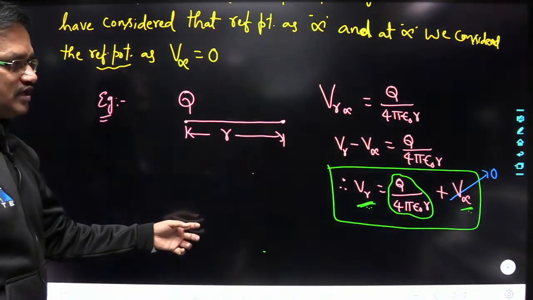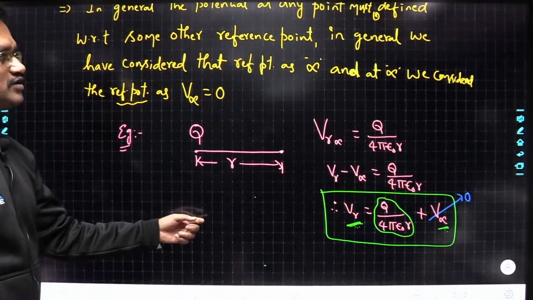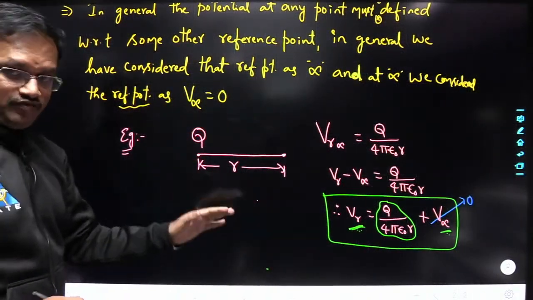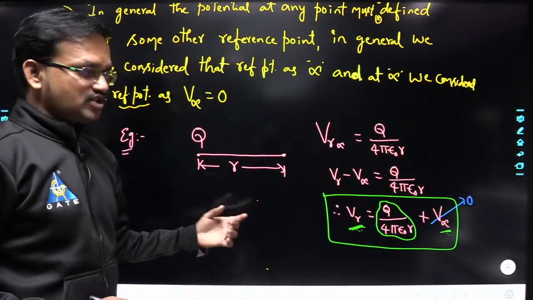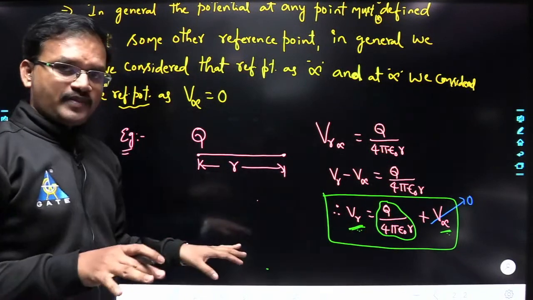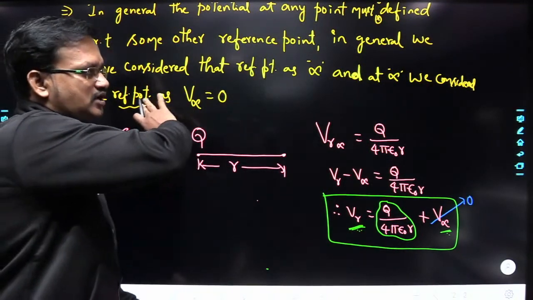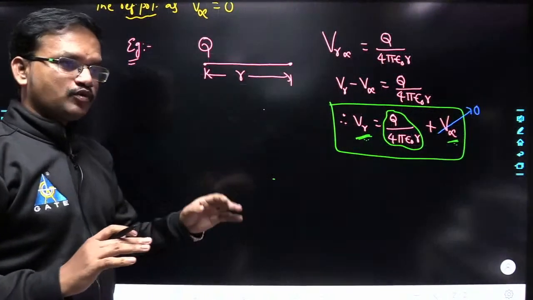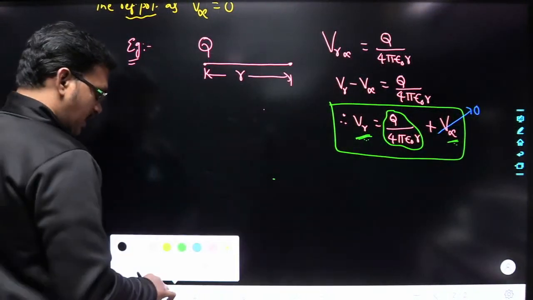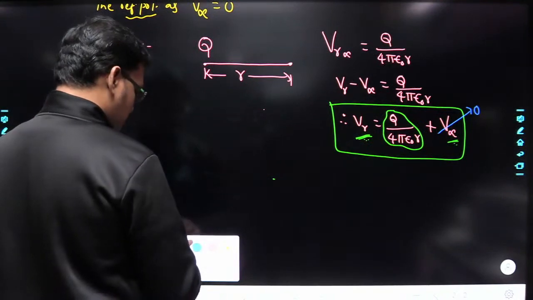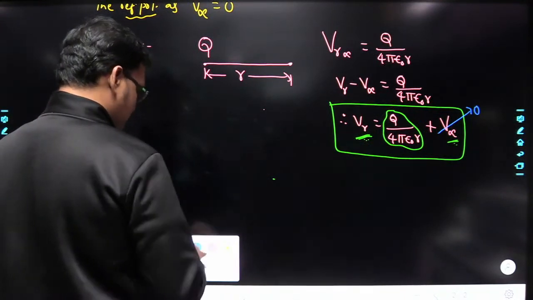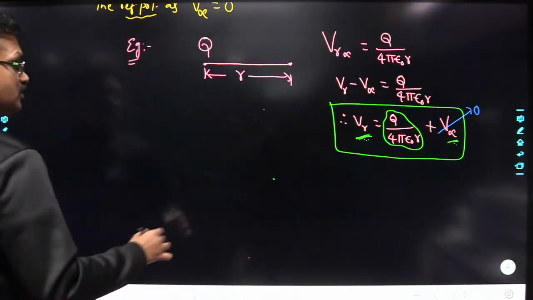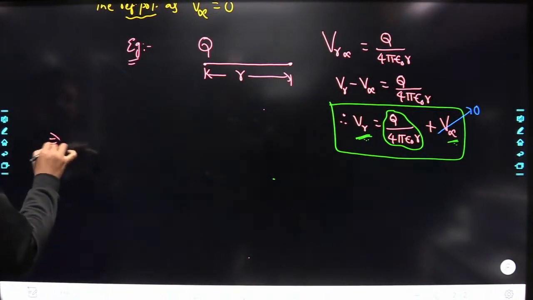Now it is not compulsory that you always have to take the reference point as infinity. In general, if they have not mentioned anything, you can generally take the reference point as infinity. But suppose in the problem they have given something like this, so let us assume they have given like this.